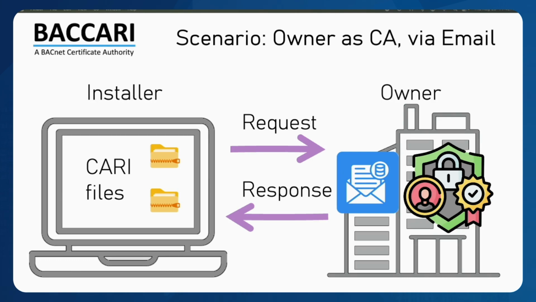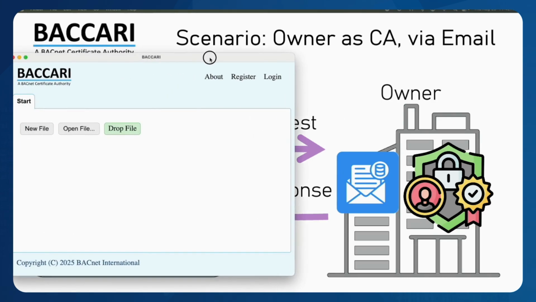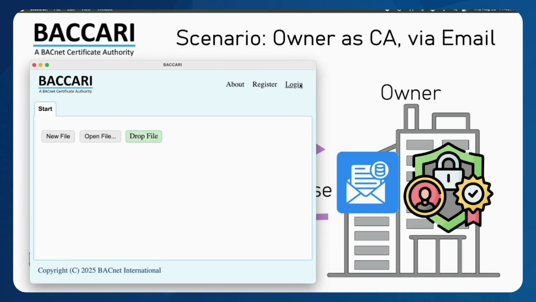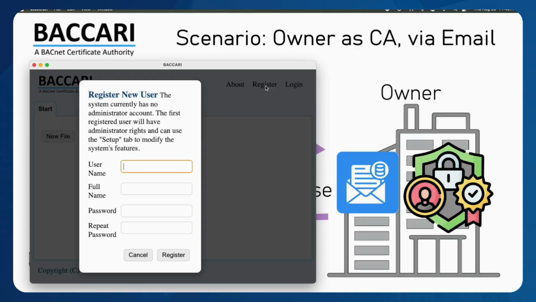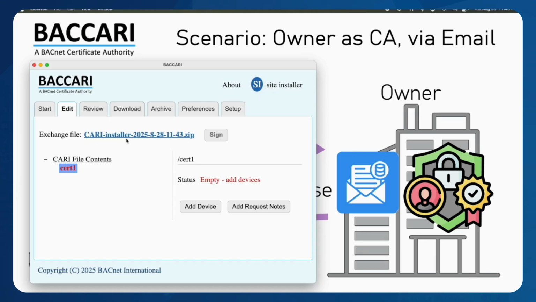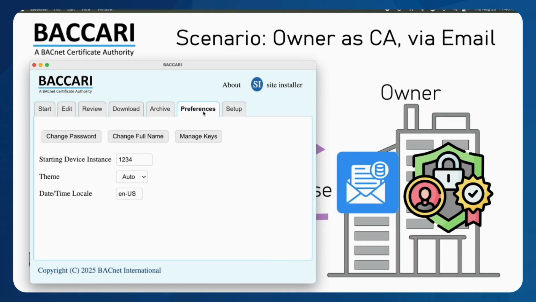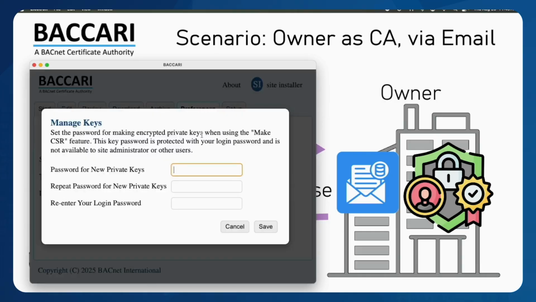Before we leave this scenario, let's return to the installer's view and discuss why the installer might want to actually register and log in on his local copy. Registering, for one thing, gives the zip files a little better name than guest. But more importantly, it gives you a preferences tab where you can manage the keys that are used for creating CSRs.